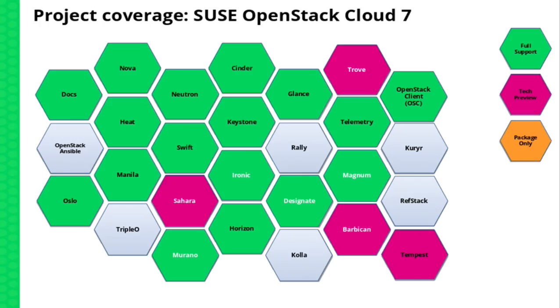RefStack, we don't think is terribly useful for end customers, so we're not going to do anything with that. Kuryr is also part of, I think that attaches to Magnum, so it's something we may look at, but at this point, it's about containerizing. Is that networking? Yeah, it's for networking with containers. There are other ways to do that that may make more sense, as not everybody's going to deploy a containerized environment in OpenStack, so you might want a more general solution.